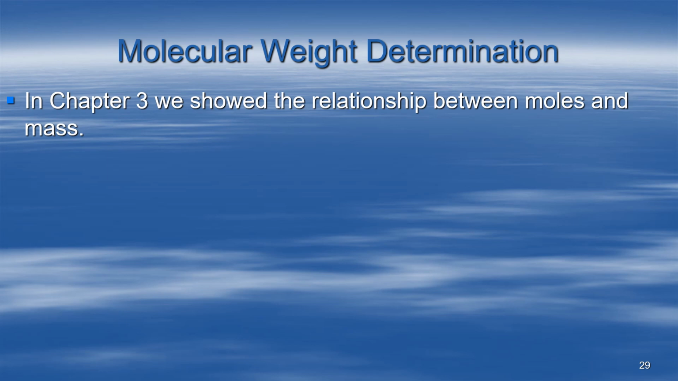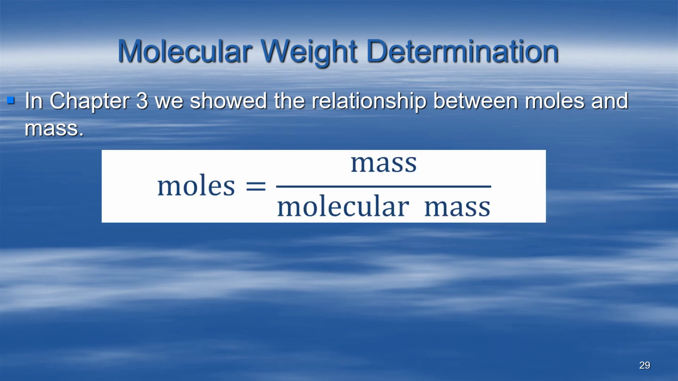We know the relationship between mass and moles. Molecular weight, or molar mass, equals the number of grams per mole, so the mass divided by the moles. We can rearrange this equation, and that's where we get this: moles equals grams divided by molecular weight.